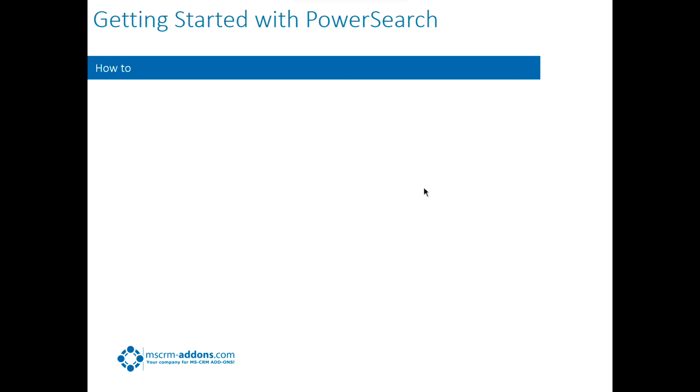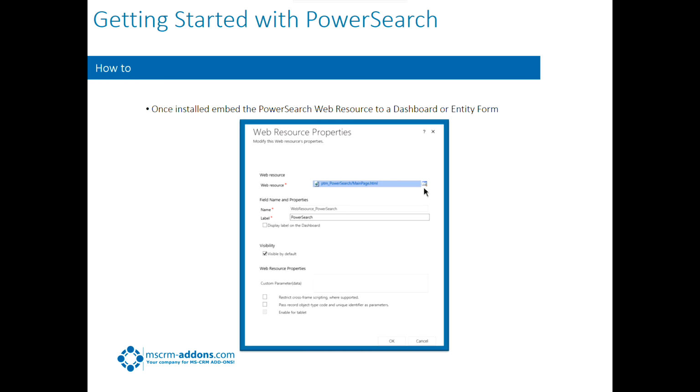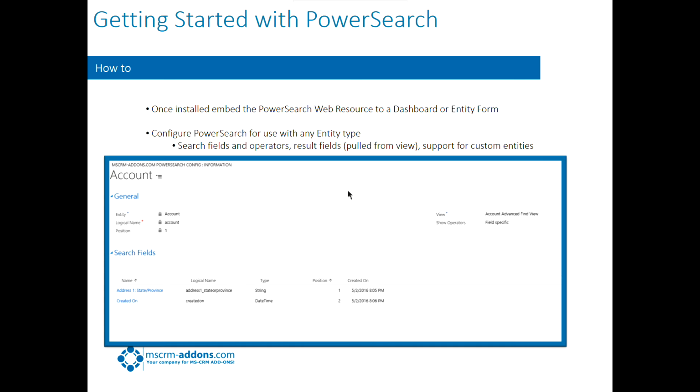Now, I want to go over a little bit about getting started with PowerSearch because it's a different installation process. The process basically starts off with you importing solutions into your CRM system. Once you get those solutions imported, you want to embed PowerSearch onto either a dashboard or entity form. It's really easy to do. You're just going to embed a web resource, and the name of the web resource that you're going to be using is ptm_powersearch/mainpage.html.